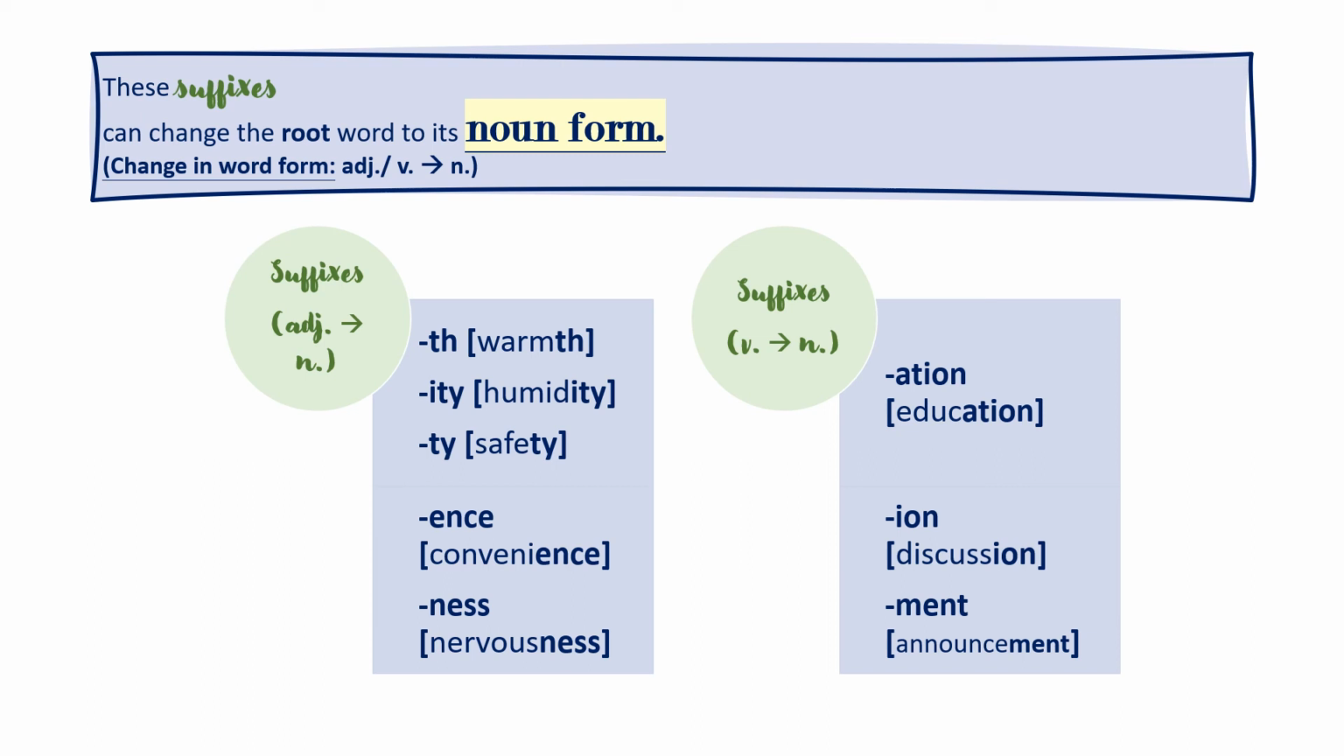And on the right, we have suffixes which can change the root word from a verb to a noun. They include ation, as in education, ion, as in discussion, and ment, as in announcement.